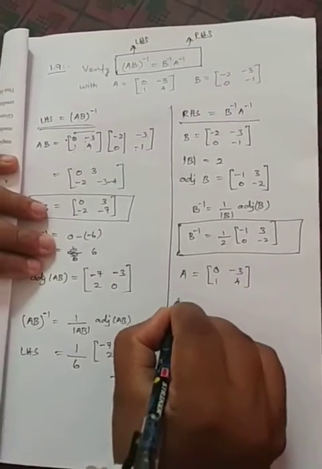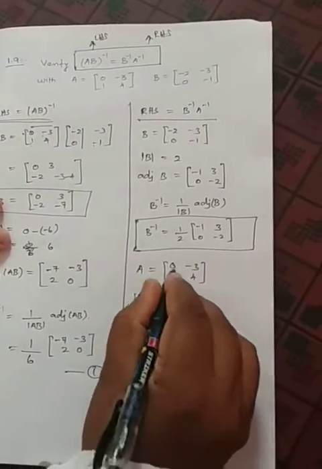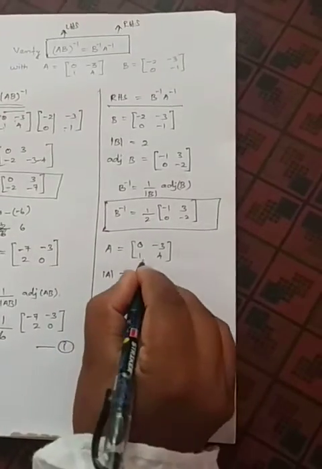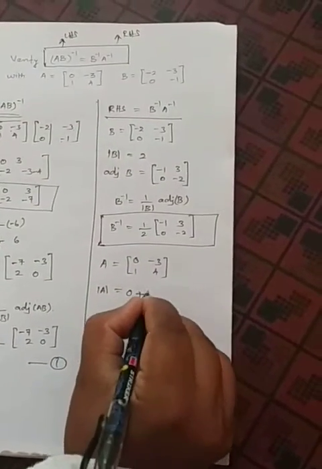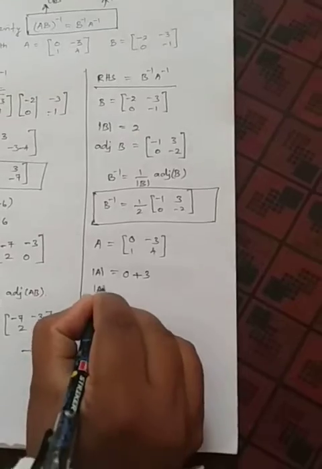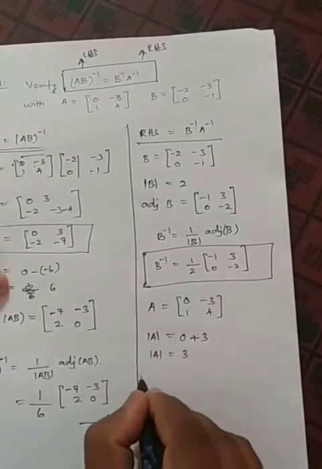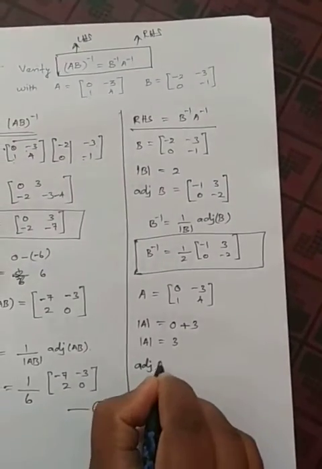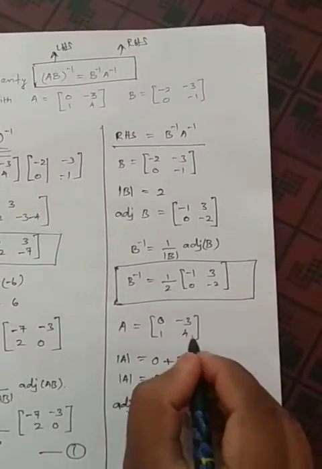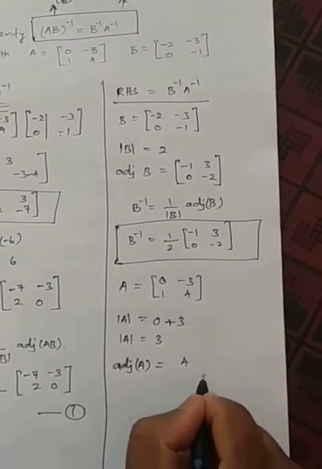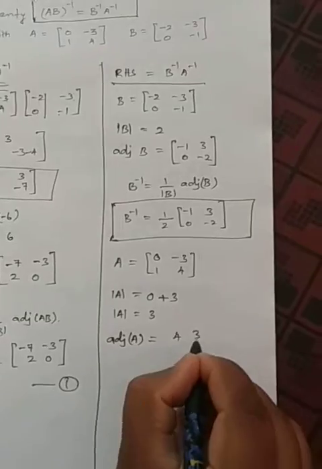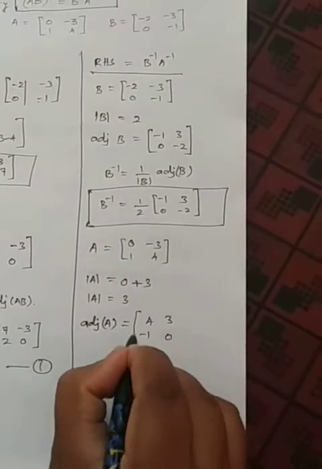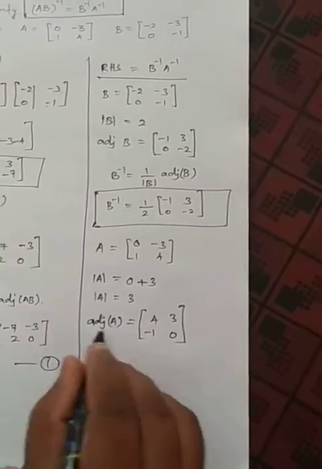So first you need to find determinant A. As you know, 0 into 4 is 0, minus 1 into minus 3 is minus 3, so plus 3. So the value of determinant A will be 3 here. After that, adjoint of A we need to find. How you are going to find? Exchange this one, main diagonal, and change the sign. Minus 3 will become plus 3, plus 1 will become minus 1 here. So we are going to get adjoint.